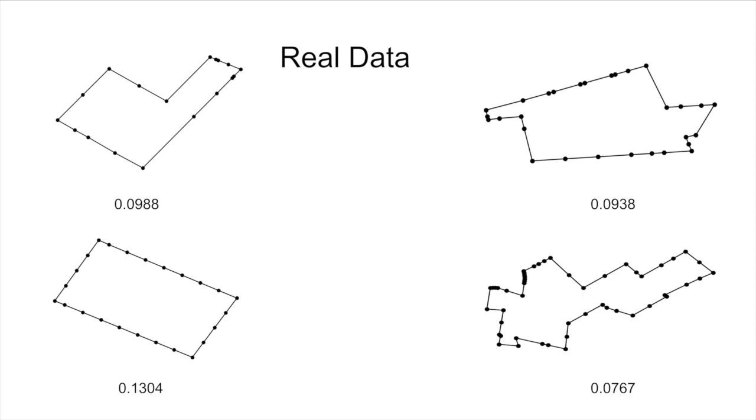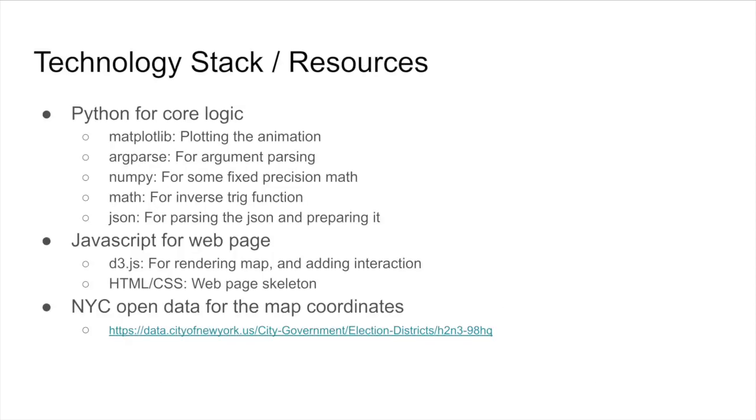Here's the technology stack and the resources which I'm using. Most of the core logic is in Python. It uses matplotlib, argparse, numpy, math, and JSON. And for the web development part, I use JavaScript. I use the D3 library. It's a very flexible library, and I use HTML and CSS for the basic web page.